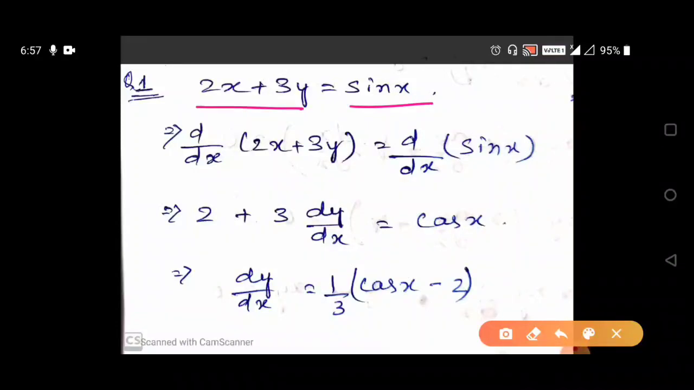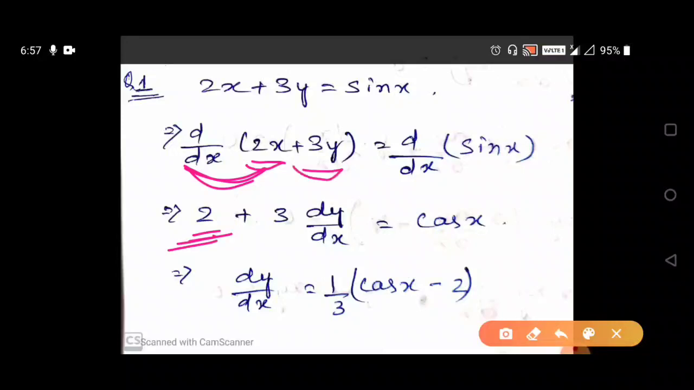For that we have to write d dx of 2x plus 3y and d dx of sin x. d dx of 2x means here we can use the formula of uv. Whenever 2 is constant, d dx of x is 1, and whenever we keep x as constant, d dx of 2 will be 0. So here we have written only 2.